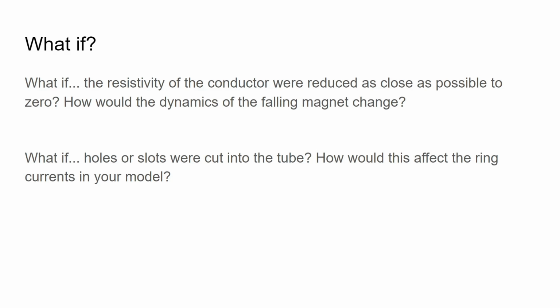What if holes or slots were cut into the tube? How would this affect the ring currents in your model? This answer depends a lot on where and how the holes are cut. If the flow of current is stopped in some places by the holes, the magnet could fall faster. It could also tumble around inside the tube more and experience more or less acceleration, depending on where the holes are.